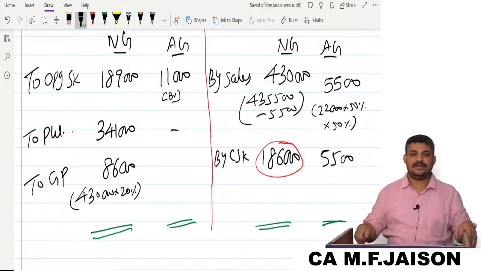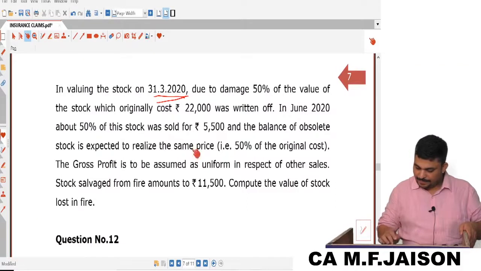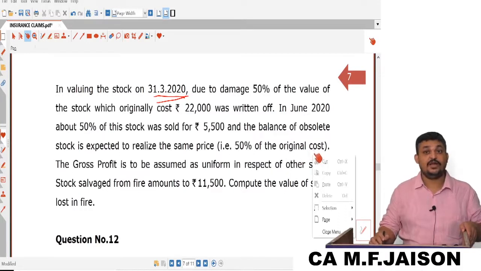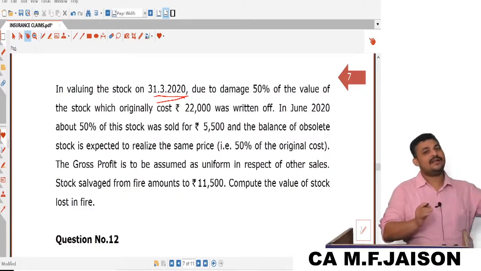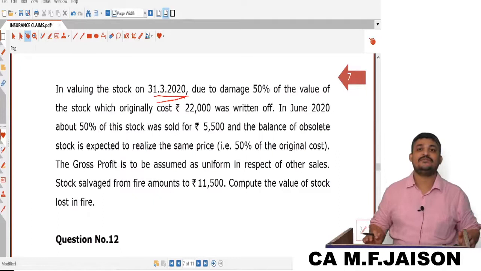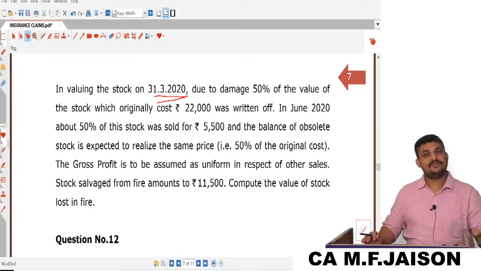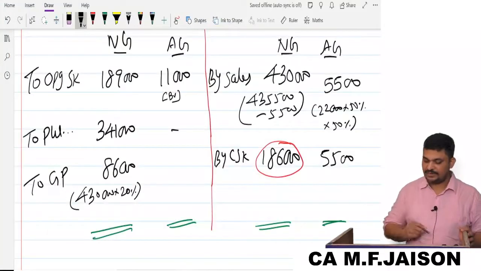So that is the closing stock, my dear friends. It is given in the question that the balance of obsolete stock is expected to realize the same price, that is 50% of the original cost. Some students will think to apply 22,000 into 50% first for the remainder. But when I say remainder, 22,000 is no doubt the original cost of some quantity. In that quantity 50% is already sold. And the remaining 50%, how much? 11,000. That 11,000 was sold at 50% of that price, which is 5,500. Like that you should understand, my dear friends.